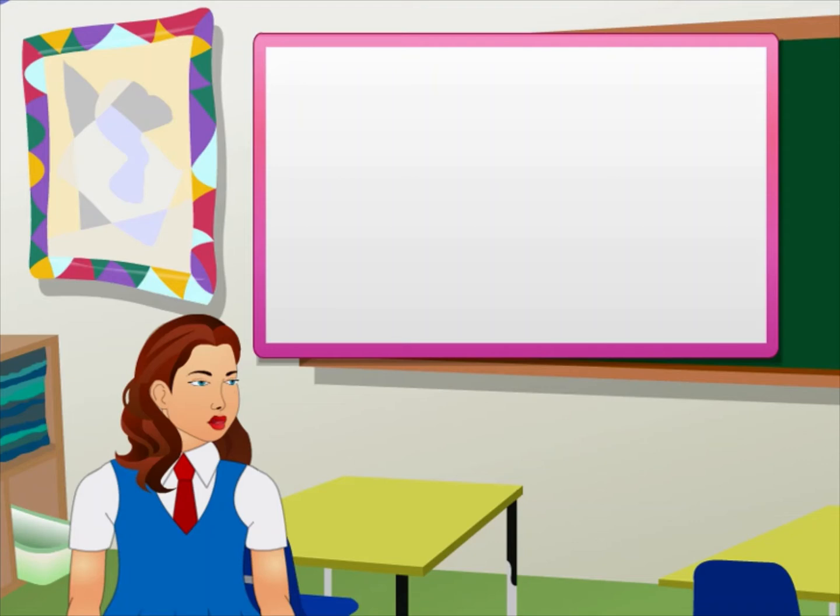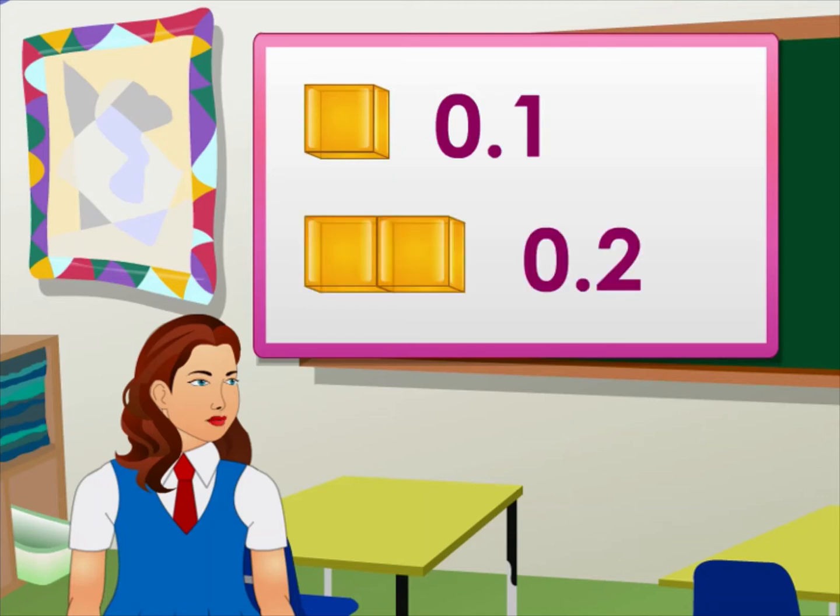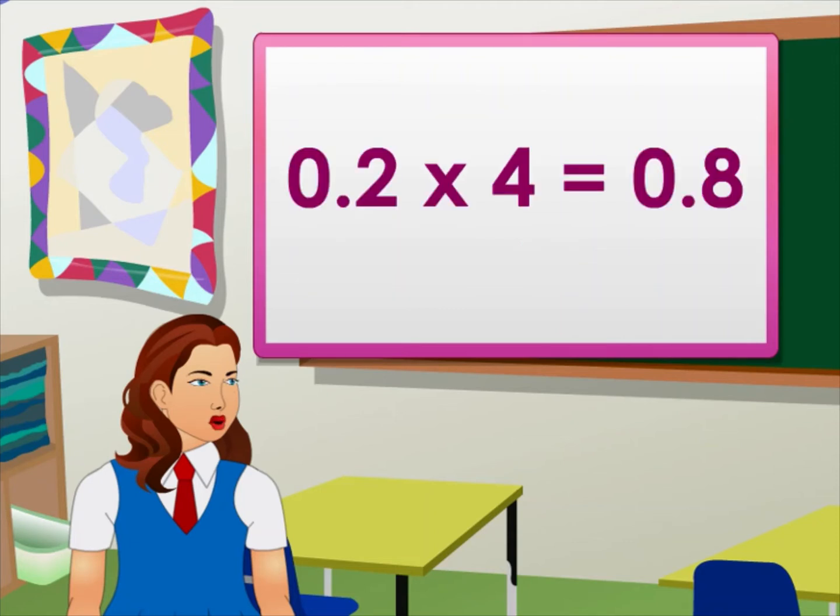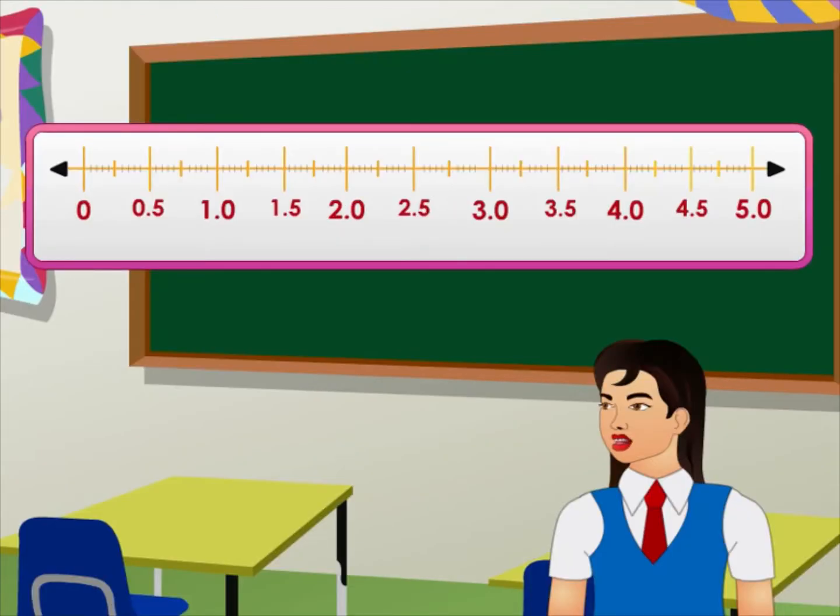I have colorful cubes to help us to model the number sentences. One cube represents 0.1 or 1/10. So, we'll use 2 cubes with the same color to represent 0.2. Let's model out 0.2 times 4 equals 0.8. Good, Rita, let's do it.